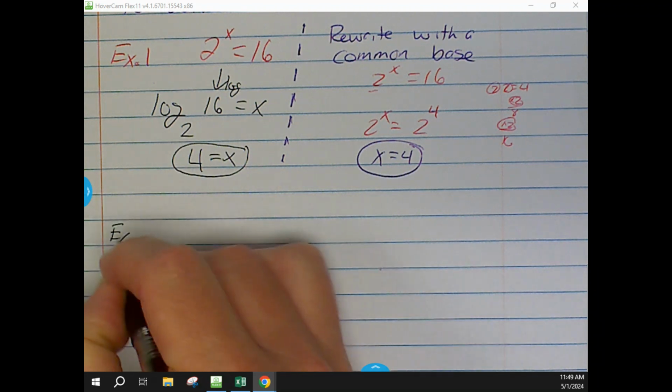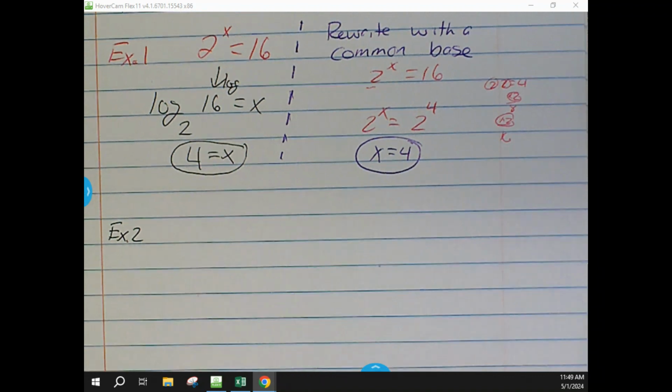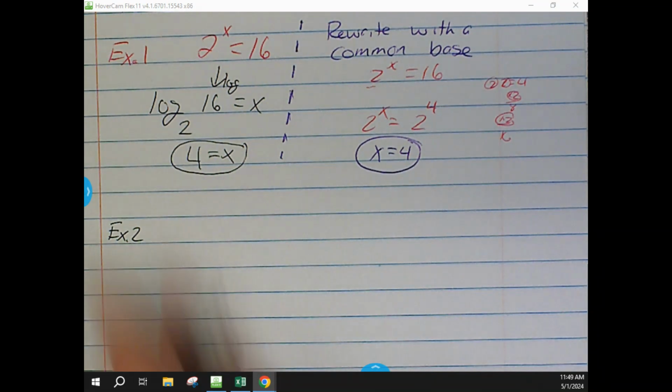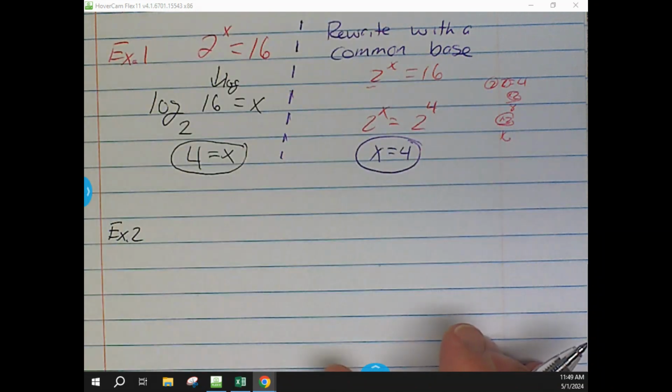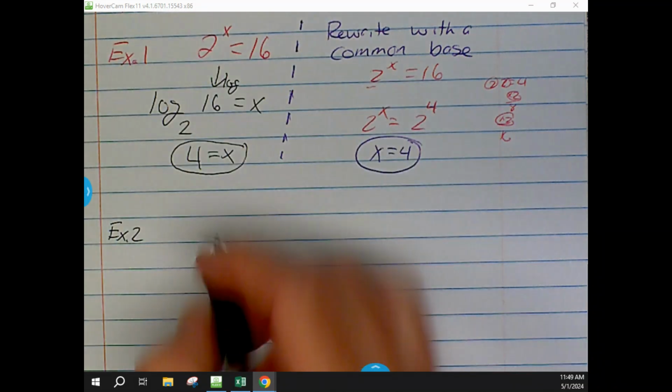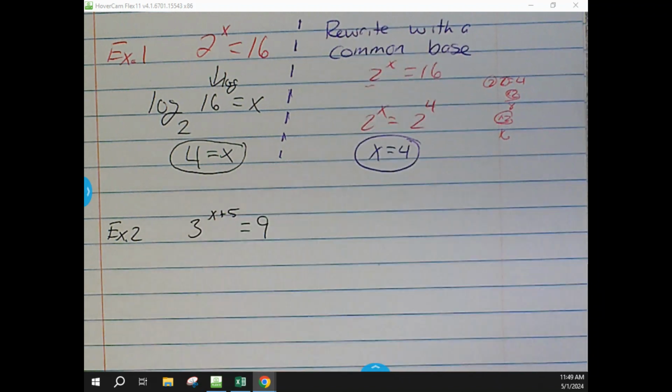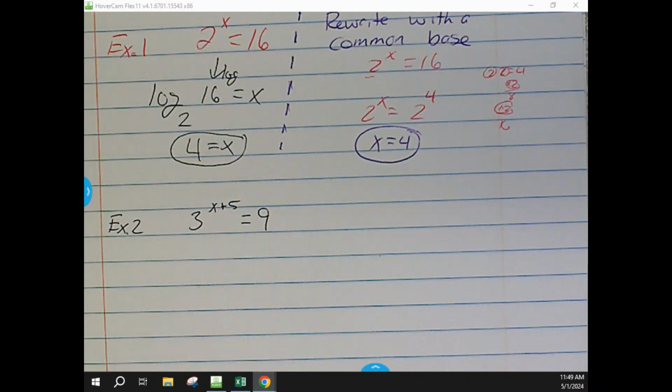All right, everybody okay with that part, doing it two different ways? And again, test wise, if it doesn't say, you can just use the calculator and go. Okay, so for the next one, we'll do 3 to the x plus 5 equals 9.